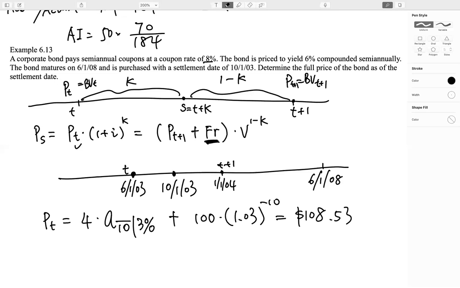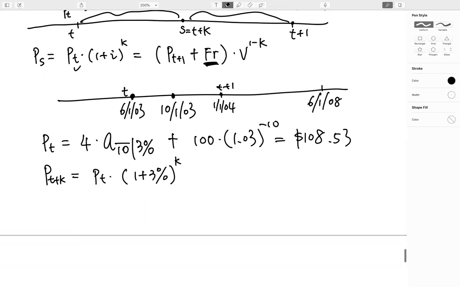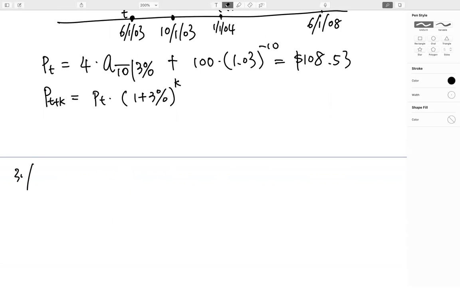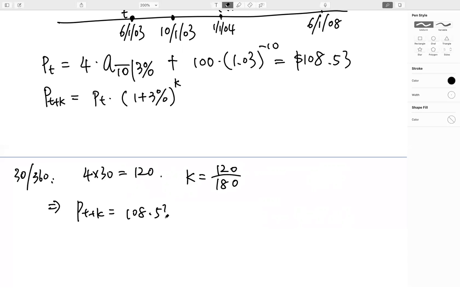So in order to know the value at this time, so let's call it t plus k, all I need to do is to do this. Well, I need to apply, again, the day count rule to calculate what would be the fractional value. So if we apply 360 rule, the days in between would be, well, 1 minus 1 is just 4 months. So 4 times 30, 120 days. And of course, now it would be 120 divided by 180, right? Then I know my value would be 108.53 times 1.03 to the power 120 divided by 180. So I will get the result is $110.69.